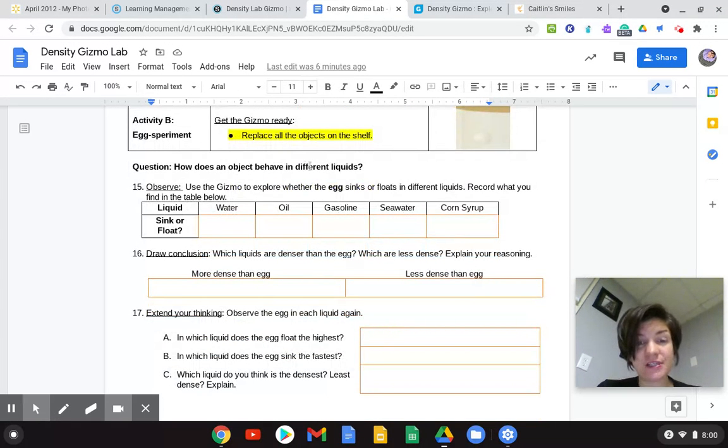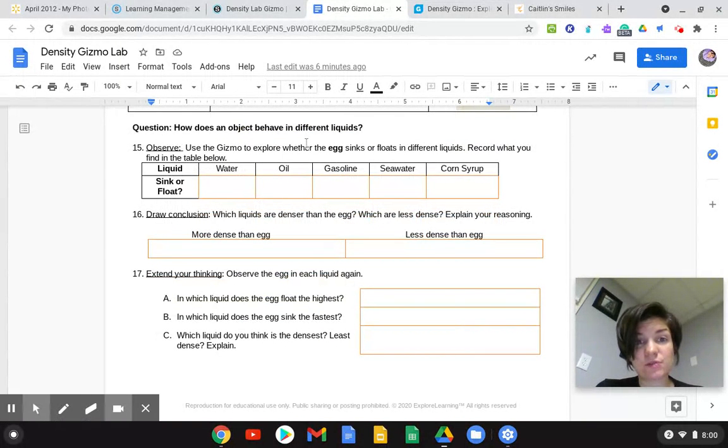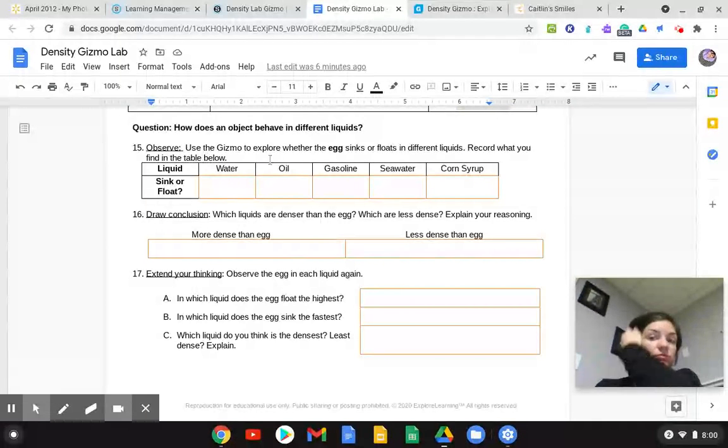How does an object behave in different liquids? So use the gizmo to explore whether the egg sinks or floats in different liquids. Record what you find in the table below. So I'm going to do this because I'm actually kind of interested. You guys got to write this stuff down.